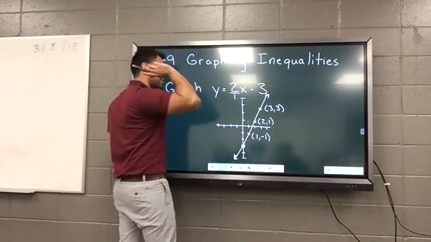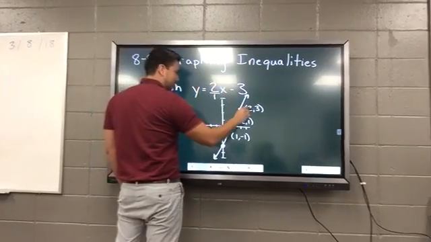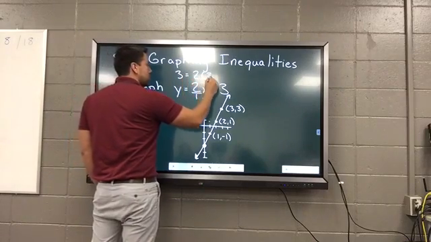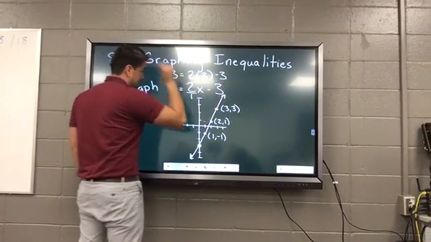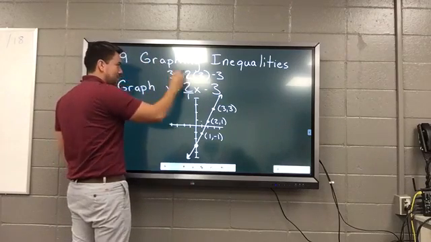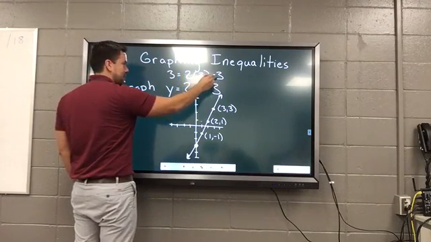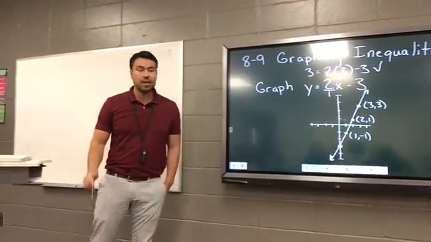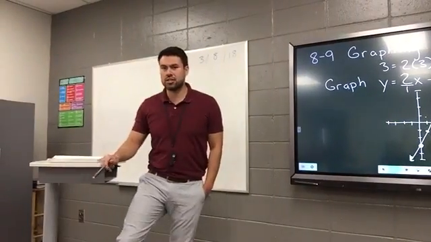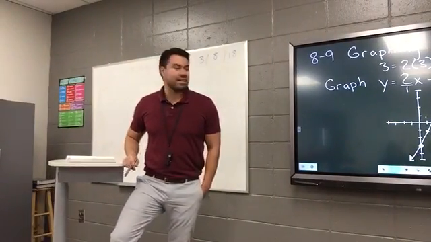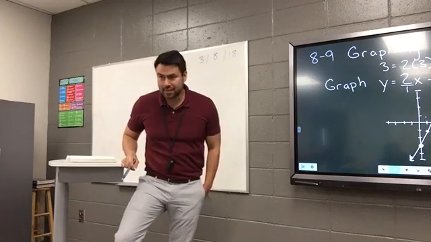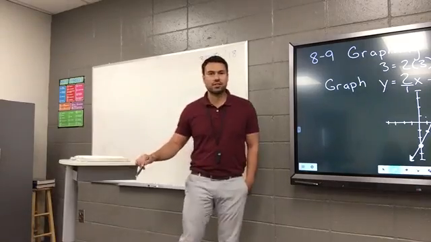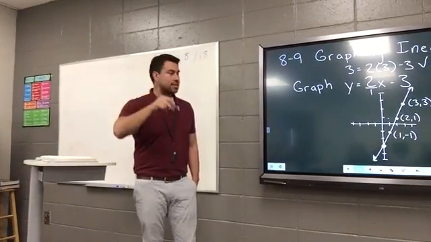I'll use the 3, 3. So I would say 3 equals 2 times 3 minus 3. What's 2 times 3? 6. Minus 3? 3. That works. So 3, 3 works. Who was the 2, 1 section? Okay, does it work? Yes. Do you have a question, Jack? Okay. Who was the 1, negative 1 section? Did it work? Yes.